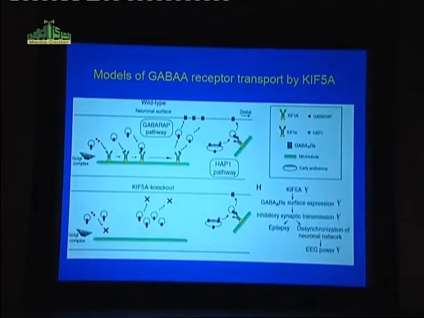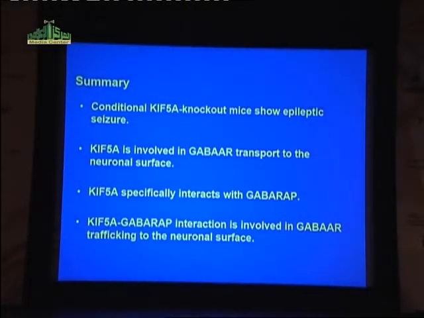Okay, this is the conclusion. So in nerve dendrite, KIF5A binds to the GABARAP, which binds to the GABA receptor, and transports this cargo. And this is a very important mechanism for inhibitory synaptic transmission. So if there is a defect in this system, epilepsy is caused. So GABARAP is very important to suppress epileptic seizures. So this is one example.